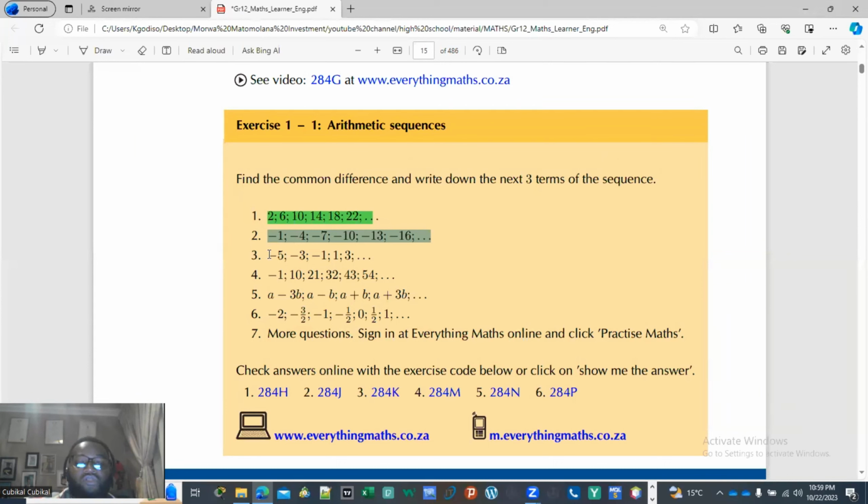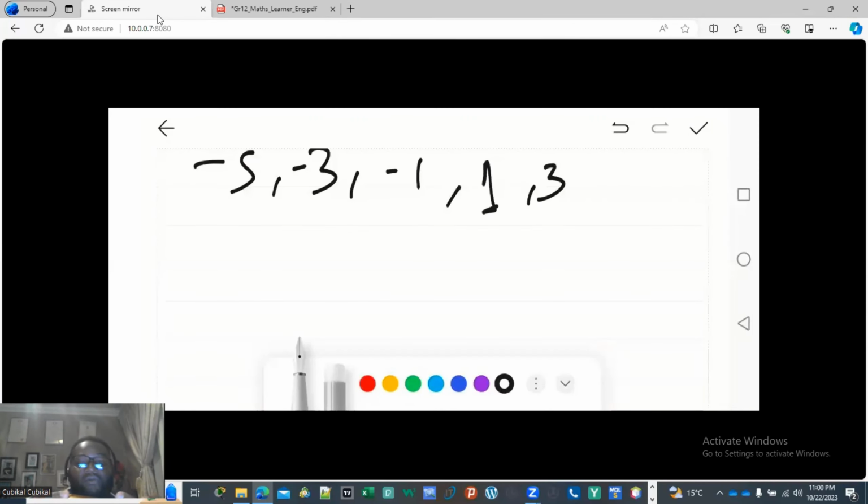So now, you go to the next one. Okay, let's highlight this one. You go to the next one. We're having a minus 5, and then the next one, a minus 3, a minus 1, and we're having a 1, and we are also having a 3. So we need to go back to where we are working out our solutions.